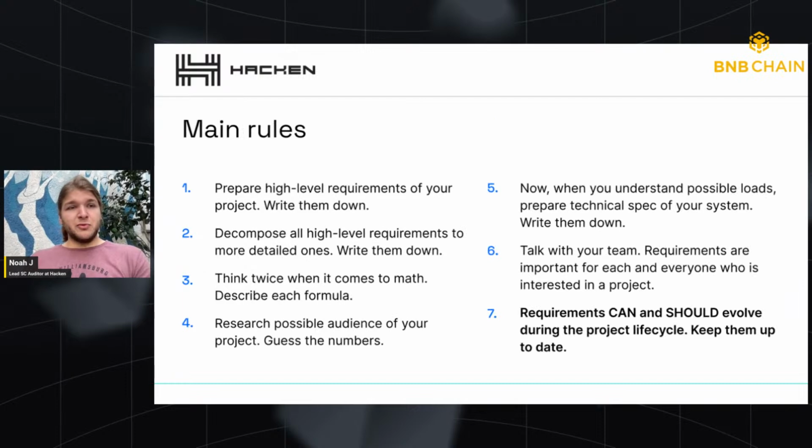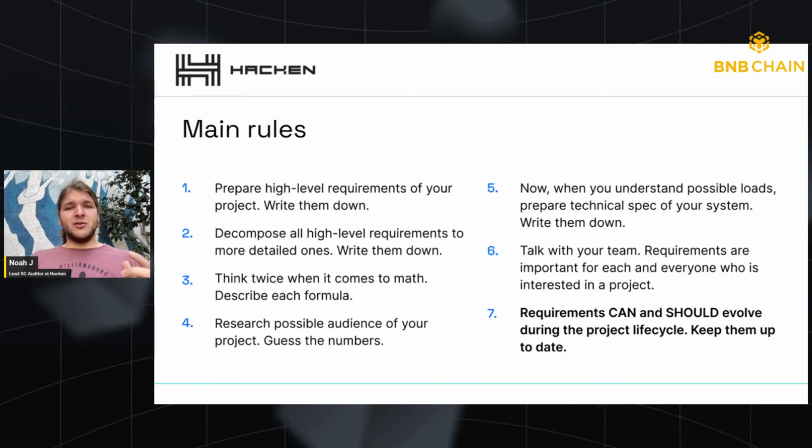So to go over the main rules, you want to prepare high-level requirements. What is your project? Is it a DEX? Is it an ERC-721? Is it whatever? And write those down. Then you want to decompose those into different elements and write those down, so you have a layered specification. As you're getting more and more detailed, you'll get to some calculations and some math. So describe each formula and write down what each function is supposed to do. This is where the NatSpec gets very, very useful. This is more of a technical specification at that point.